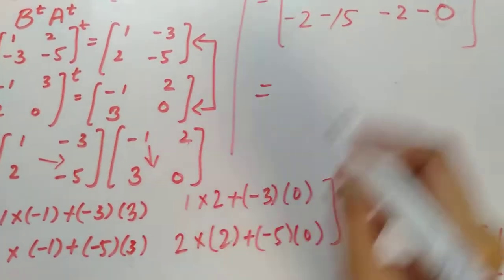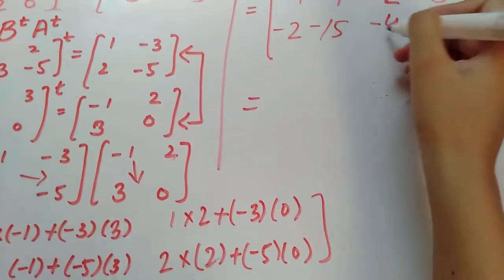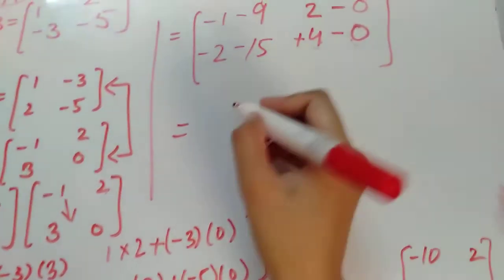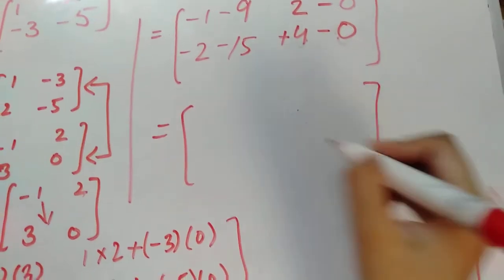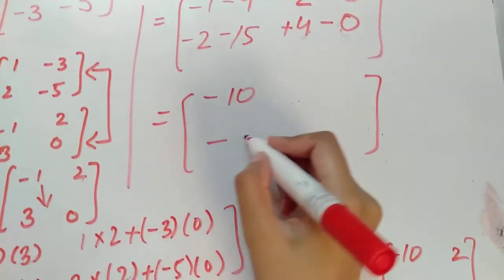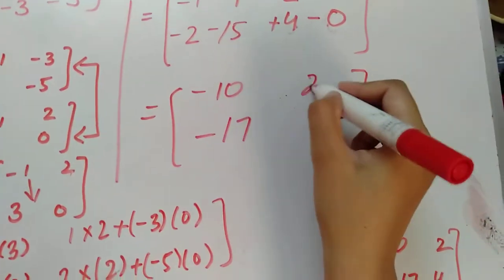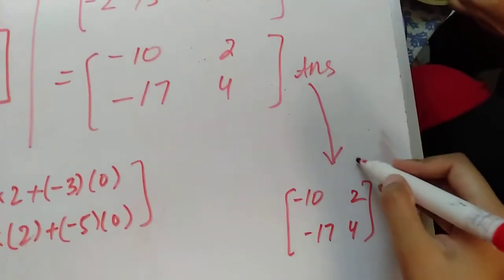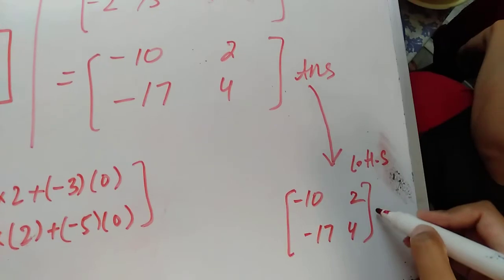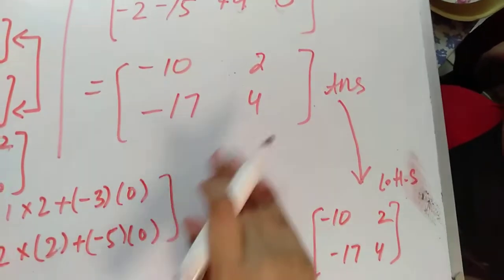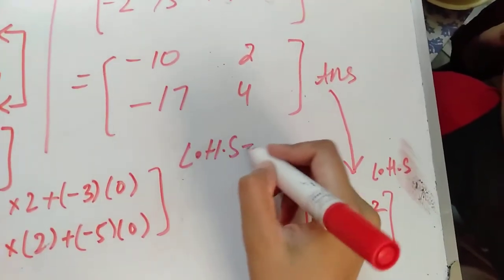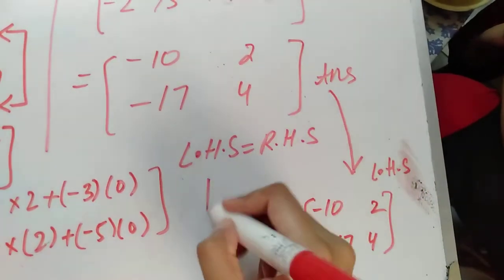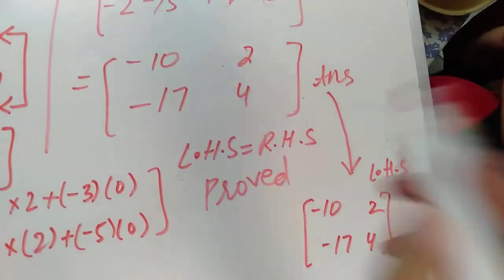It was 2, so it will be 4 plus 4. Yes, now all the multiplications are correct. Now it will be minus 10, minus 17, 2 and 4. So this is our answer. This is equal to the left hand side answer. So that means left hand side is equal to right hand side.